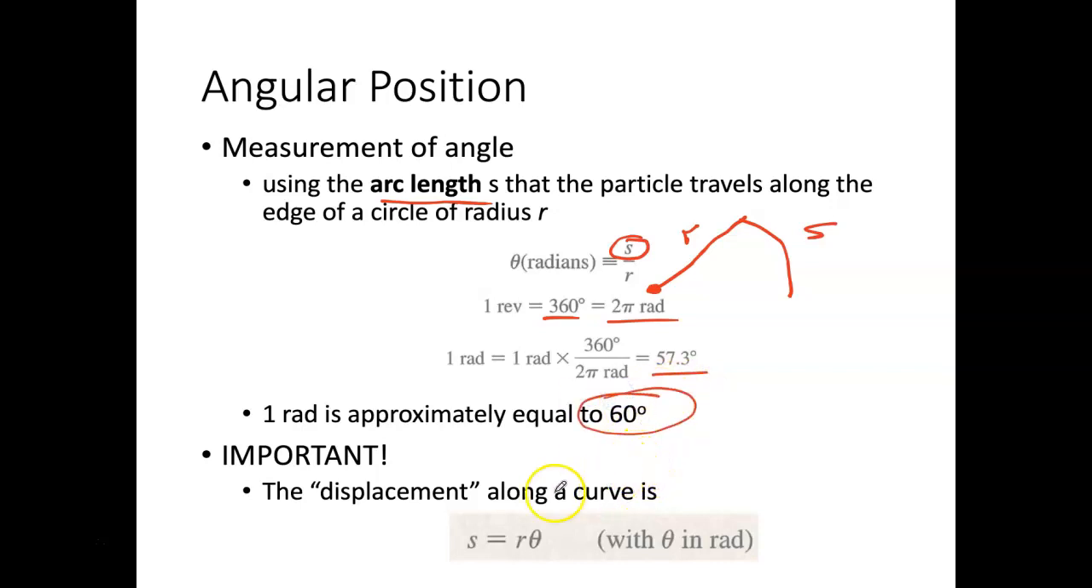The displacement, so if I want to know how far it is along the curve, not from point to point, so you don't want to think about going from here to here, okay? That's displacement there. So the displacement along the curve, so is just this path length, is really the radius times the angle, but you have to make sure that angle is in radians.